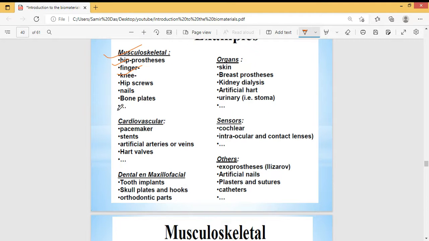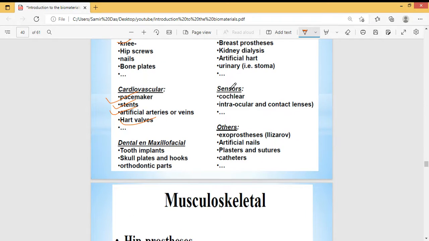Next come to the cardiovascular part. Regarding cardiovascular parts, we use pacemakers, stents, arteries, heart valves, and so on. And come to the other organs, like skin, breast, kidney, artificial heart, and urinary tract. Comes to the sensor part. Sensor based are the cochlear or the intraocular lenses we are using mostly.